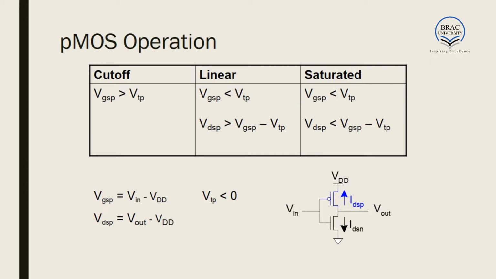For PMOS, the case is almost the same. The gate to source voltage must be greater than the threshold voltage. It is to be remembered that the threshold voltage here is negative.